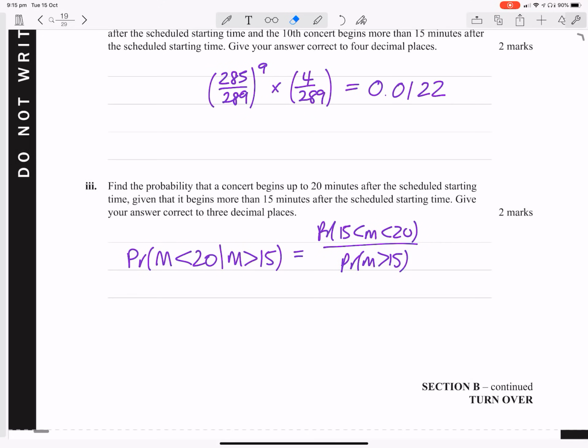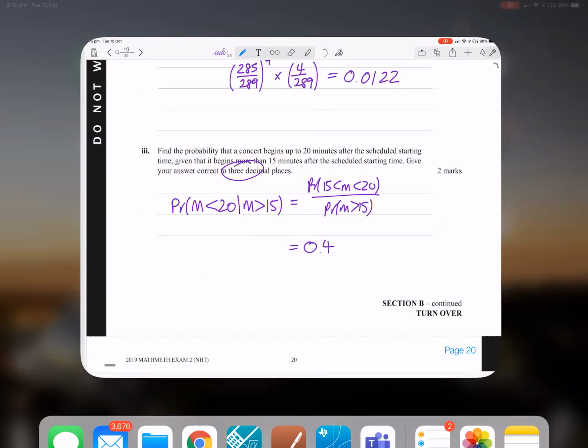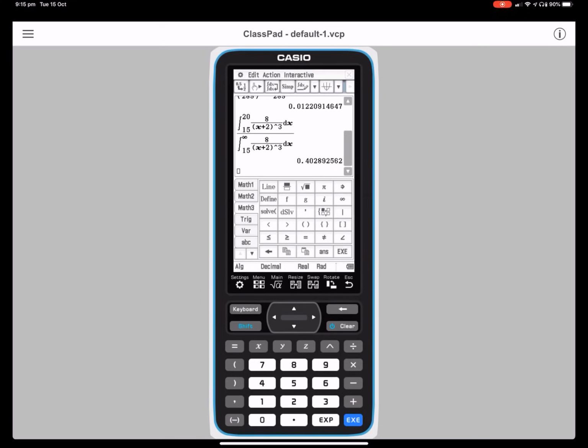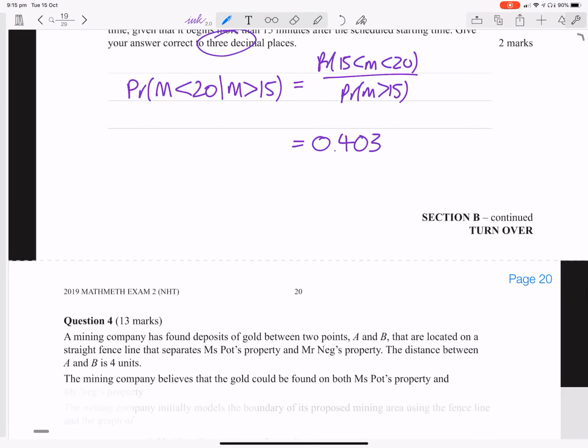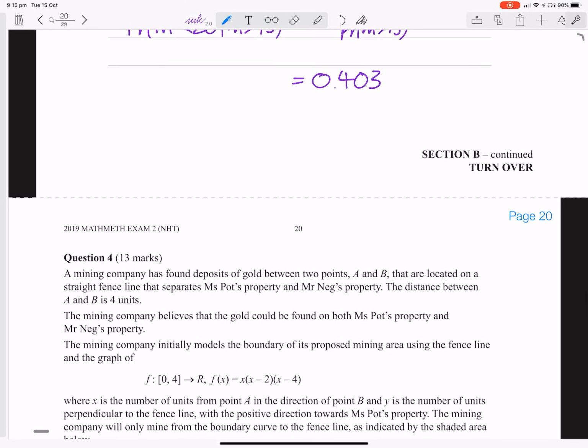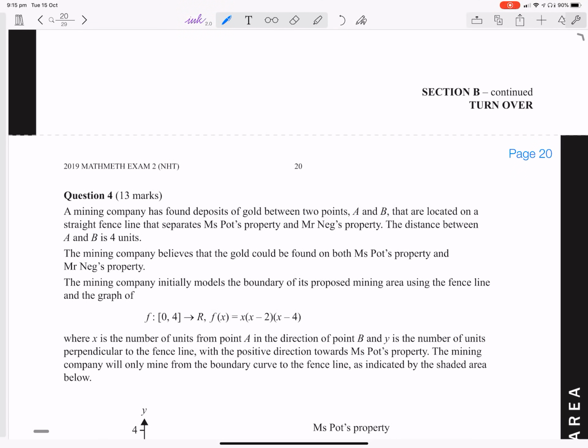0.4029, which is to 3 decimal places 0.403. What was it? Bloody hell. 0.4029, 0.403 to 3 decimal places. Okay.